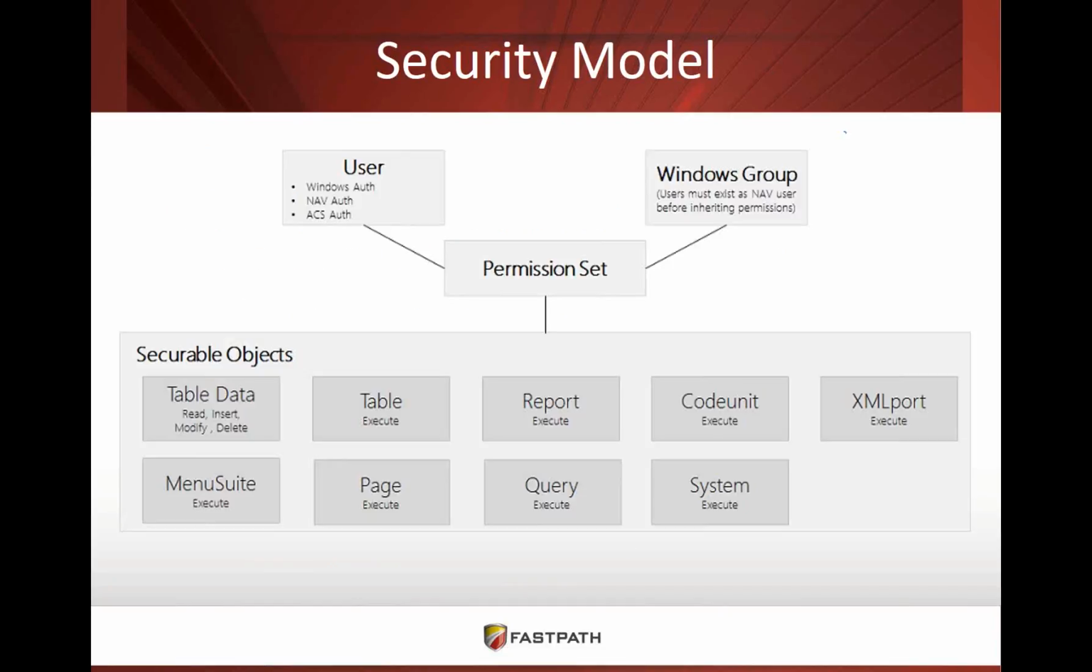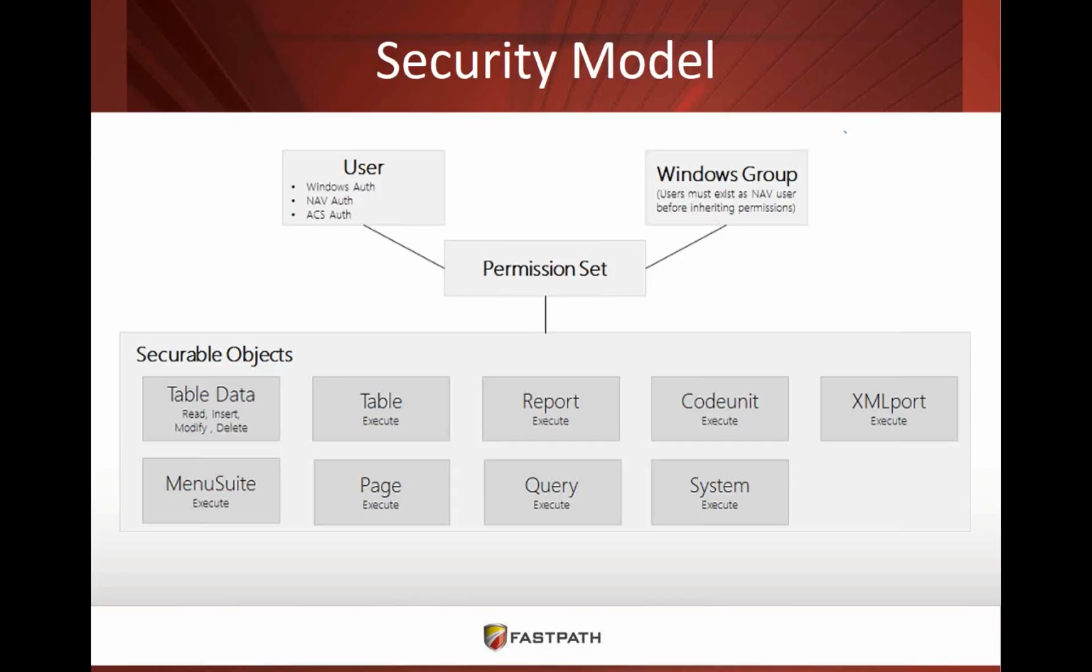So this slide is going to show us just a graphical view of what I just laid out. We start at the top with either your Windows user or your Windows group. It could be Windows, it could be the NAV authenticated user, or you start with your Windows group. That's our top level. We assign the user and group permission sets, and then that permission set is made up of our securable objects.